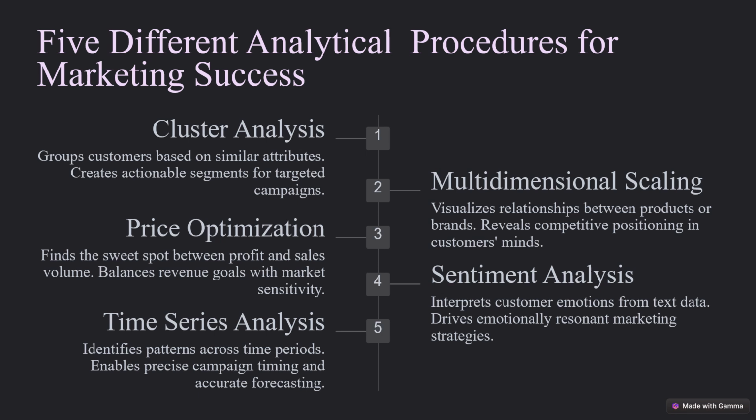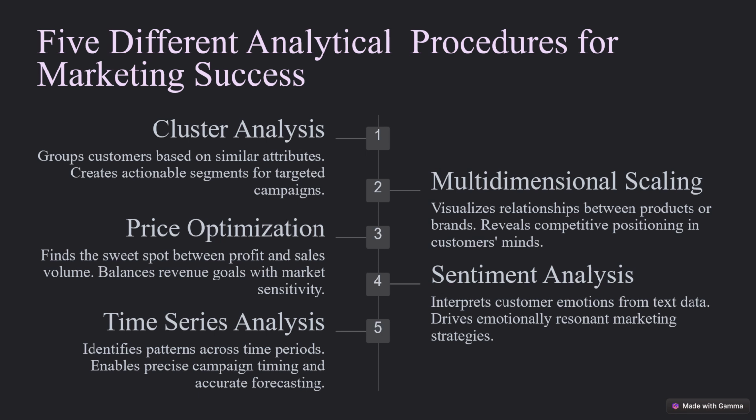The next one is price optimization. Price optimization is a strategic process that businesses use to determine the ideal price for their products or services, whatever it may be. It is used for getting the maximum profits through optimal price points, and it finds the sweet spot between profit and sales volume, balancing revenue goals with market sensitivity.